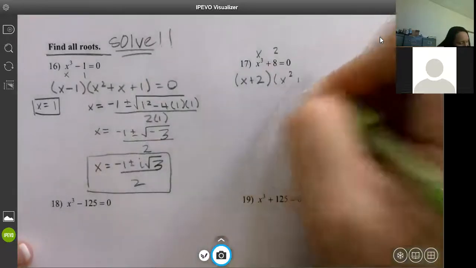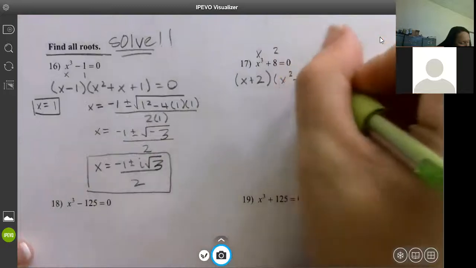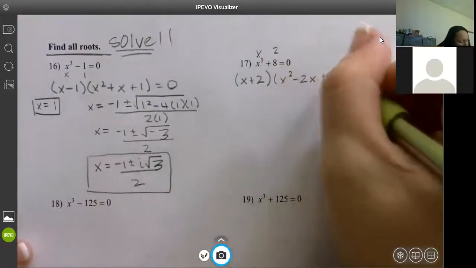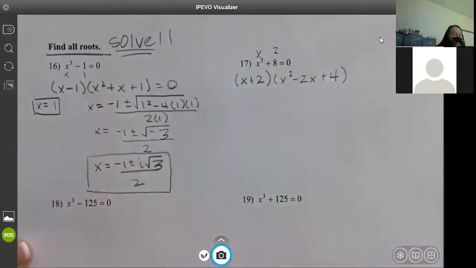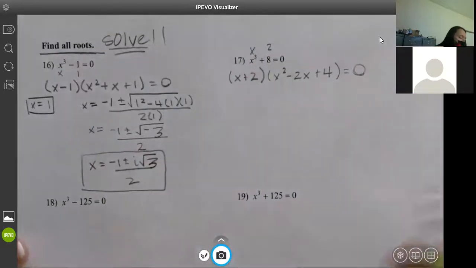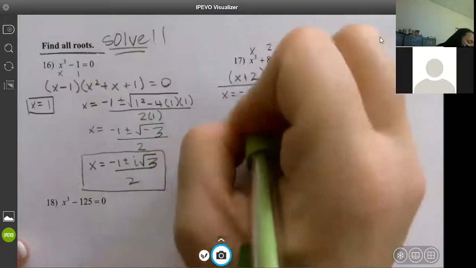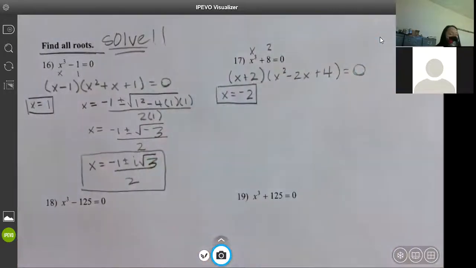Square the first. Change the sign and multiply them together, so minus 2x. Square the last. Instead of plus 2, our answer is going to be a negative 2. So there's your first answer. And then the rest goes in quadratic formula.